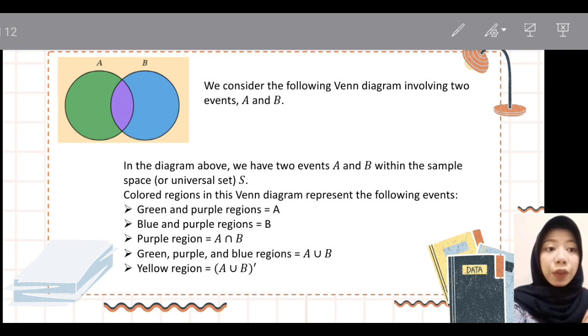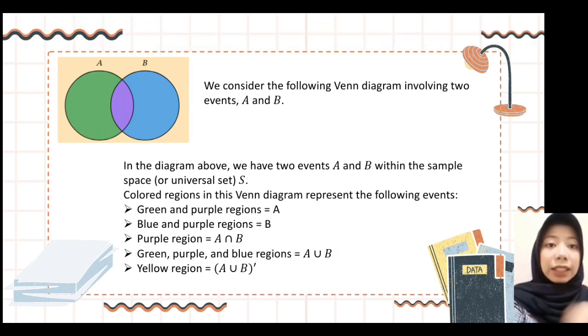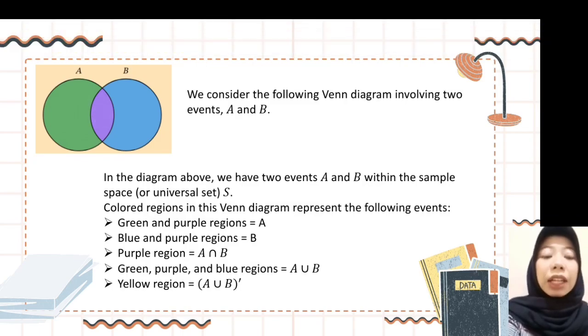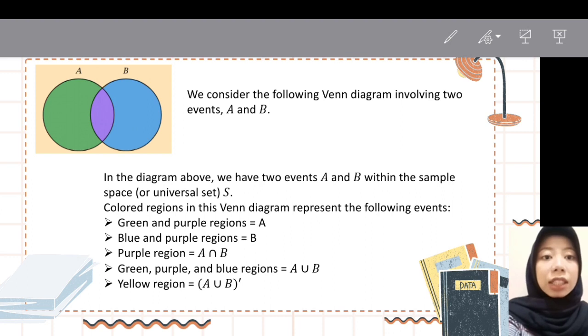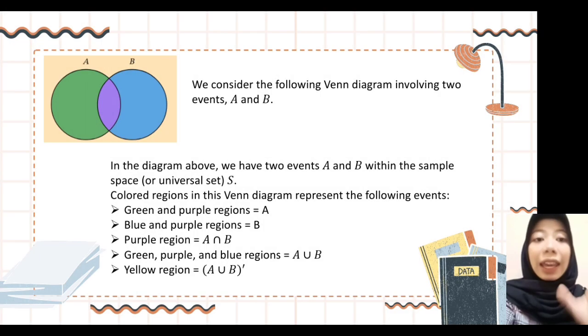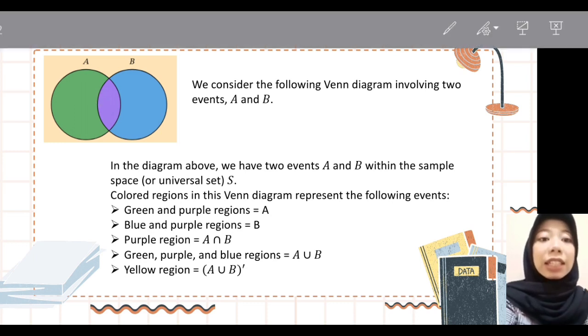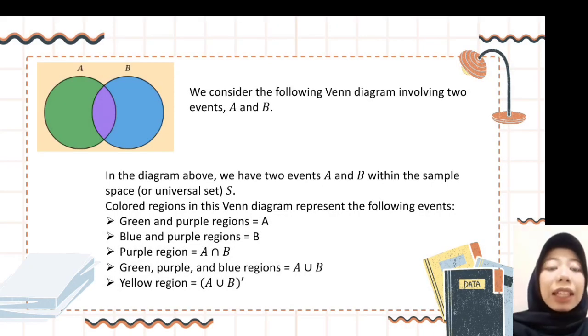We consider the following Venn diagram involving two events, A and B. In the diagram above, we have two events A and B within the sample space or universal set called S. Green and purple regions are called A, while blue and purple regions are called B. And then only the purple region is called A intersection B. That means part of A and B, also part of both.